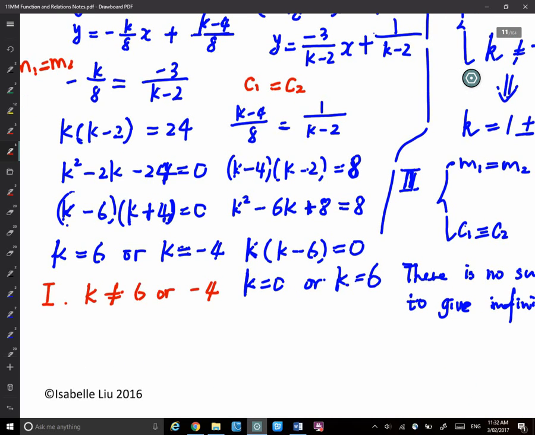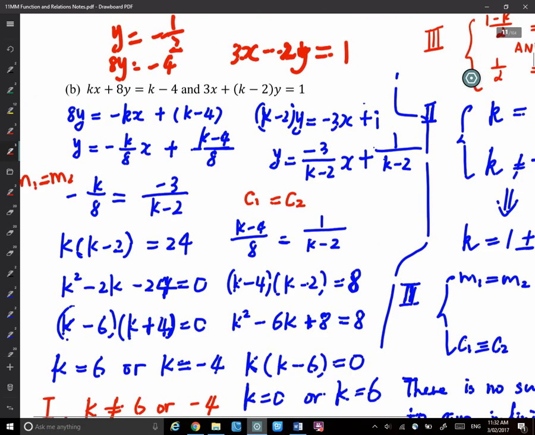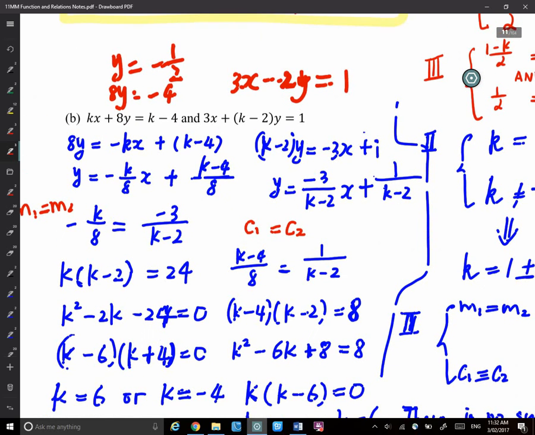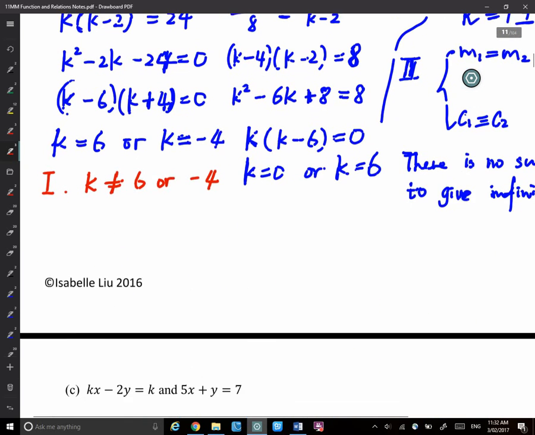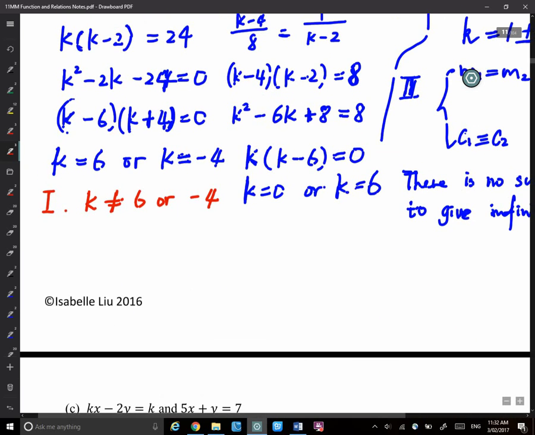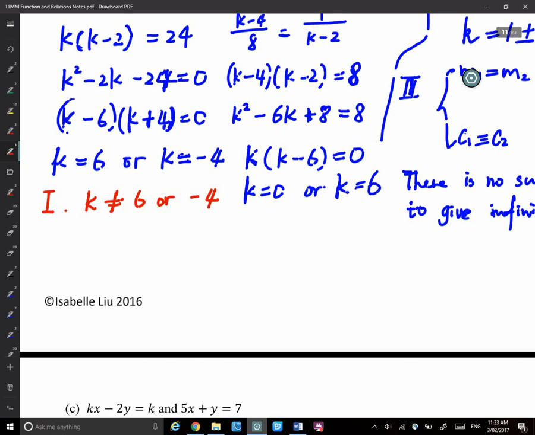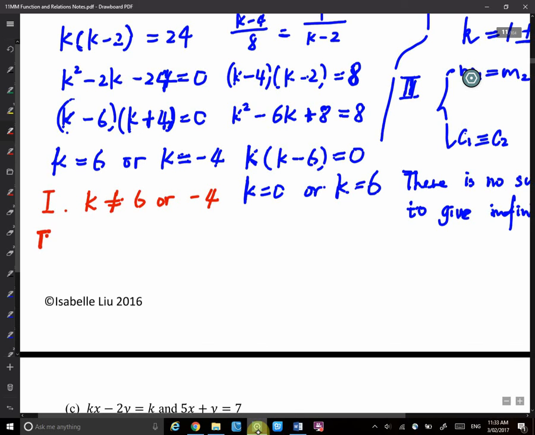Because for a lot of questions, k equals 0 can be a problem. If you go back to check, it may cause some problems. For this one, I went back to check and there's nothing wrong. This is a linear, that is still a linear. They're both linears, so k equals 0 is alright. So now I have solved that k equals 0 or k equals 6 can make the y-intercept be the same.